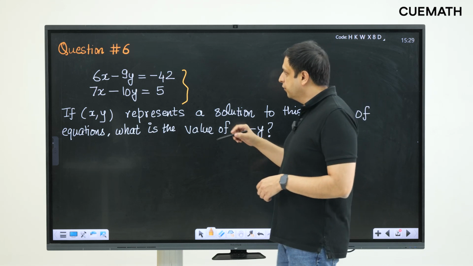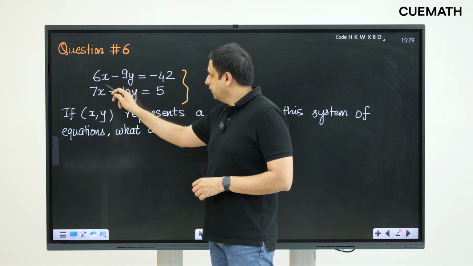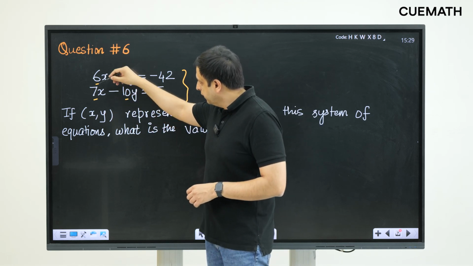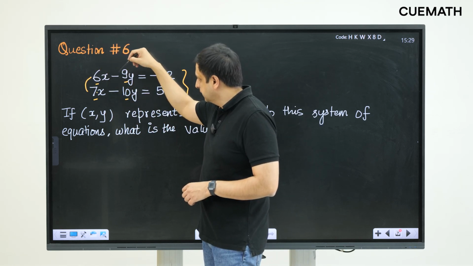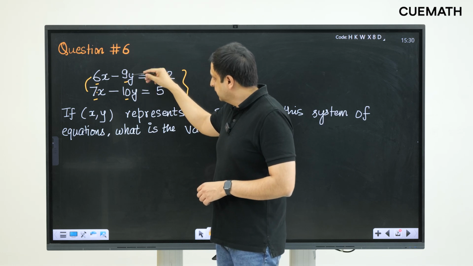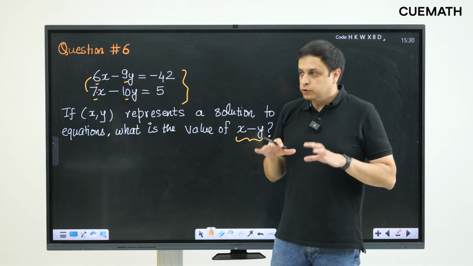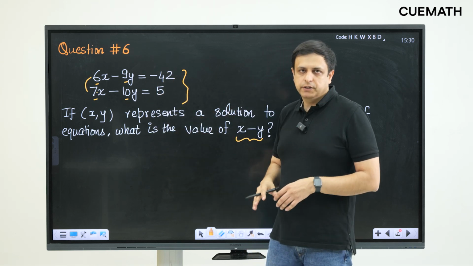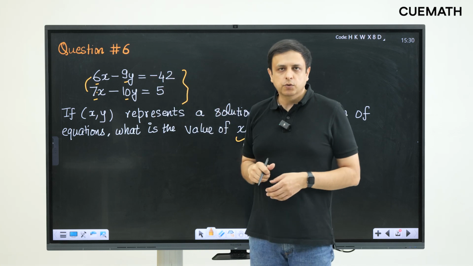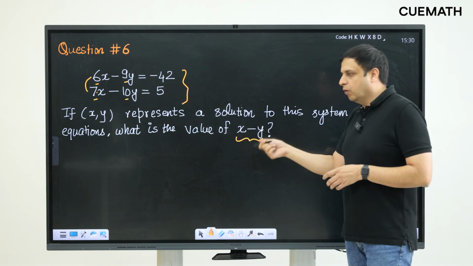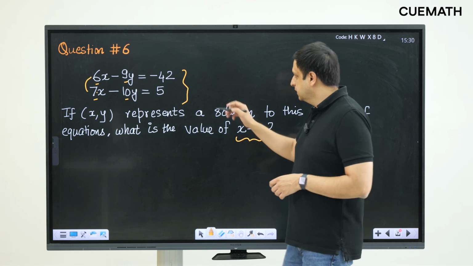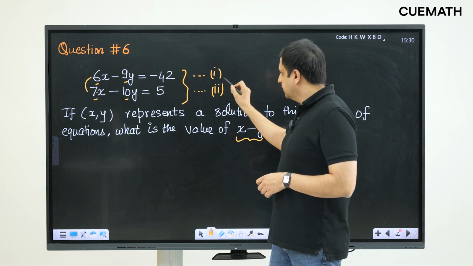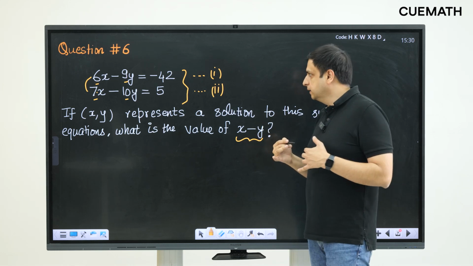So, if you focus on these expressions on the left side, 6x minus 9y, 7x minus 10y, you find that the coefficients of x, they differ by just 1, 7 and 6, and the coefficients of y, minus 10 and minus 9, they also differ by 1. So, perhaps if I use these two equations in some combination, specifically if I subtract these two equations from each other, I might get what I am looking for. So, if I call this my first equation and I call this my second equation, I will subtract the first equation from the second equation.